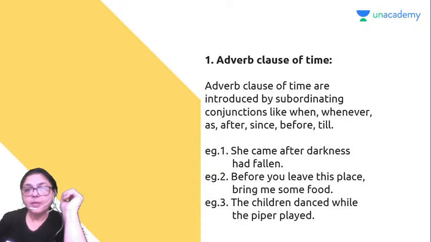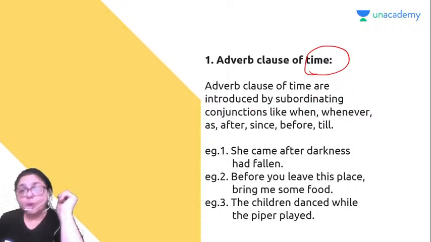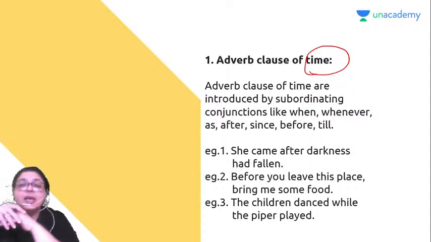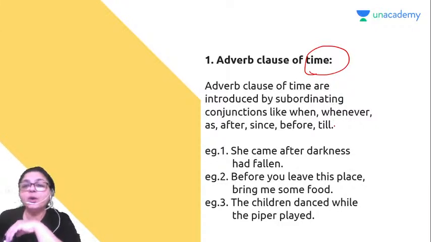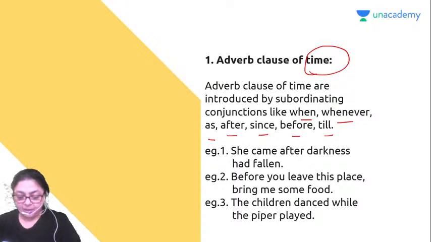Okay. The first one that we have is the adverb clause of time. Adverb clauses of time are introduced by subordinating conjunctions. Yes, subordinating conjunctions like, what are we going to use? When, whenever, as, after, since, before, and till. Yes, adverb clause of time. We can put all these words and we can find out the adverb clause of time.